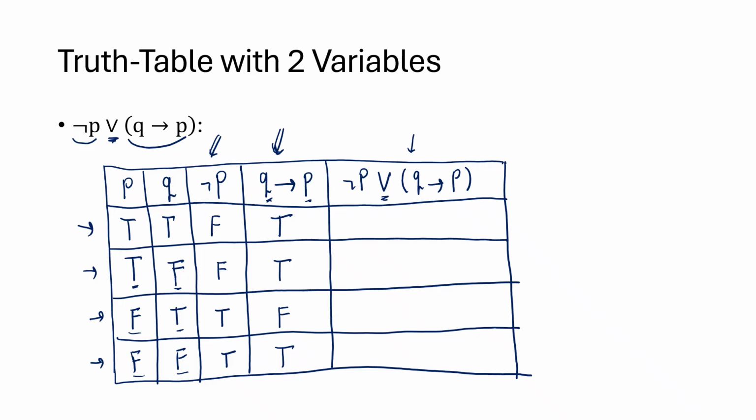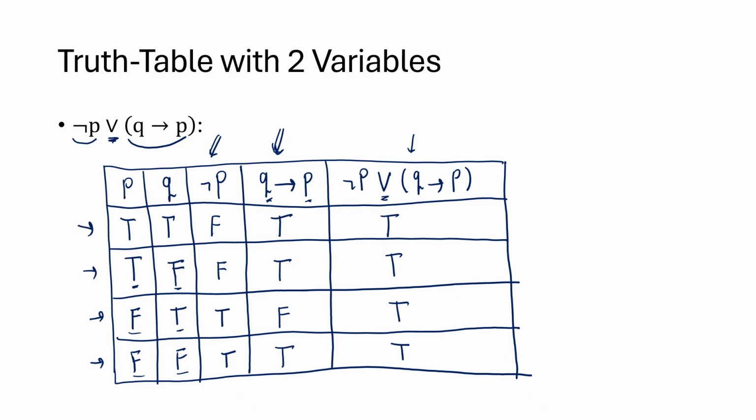So, for disjunction, we know that the disjunction is true if at least one of the left side or right side is true. So false or true is true, false or true is true, true or false is true, and finally true or true is true. So there you go. That's the truth table for this formula.